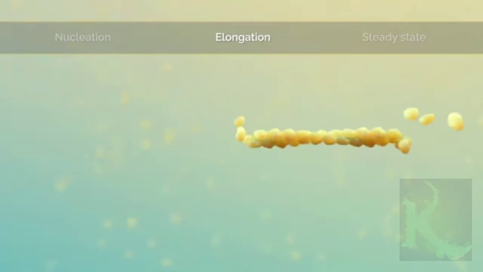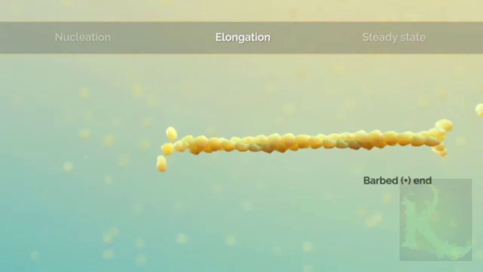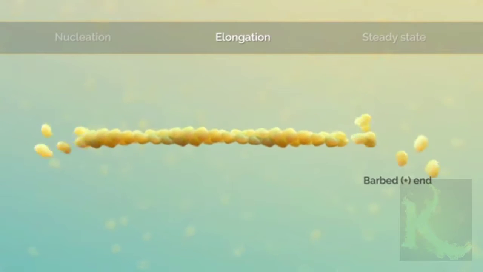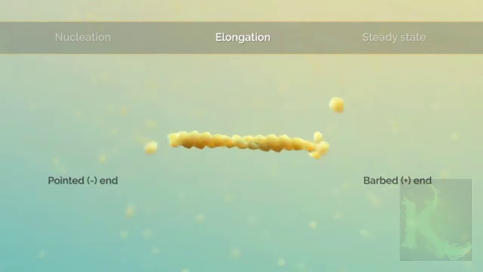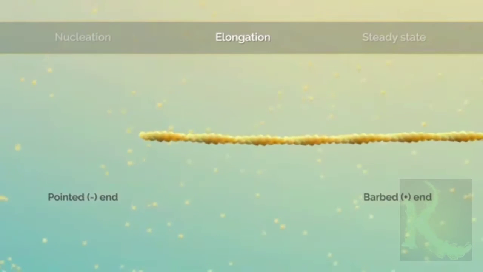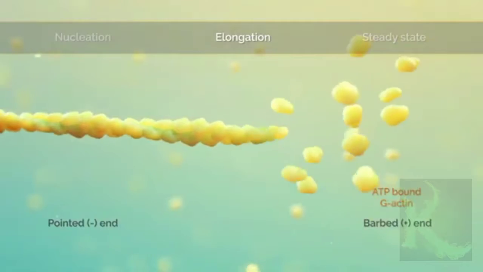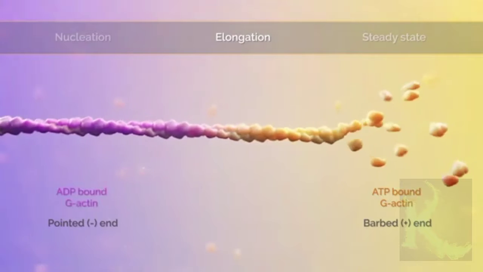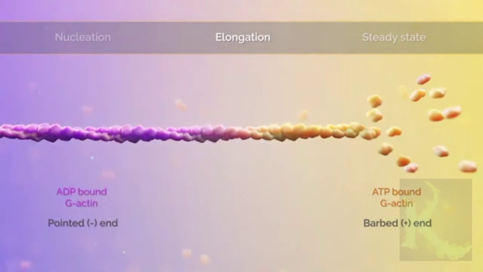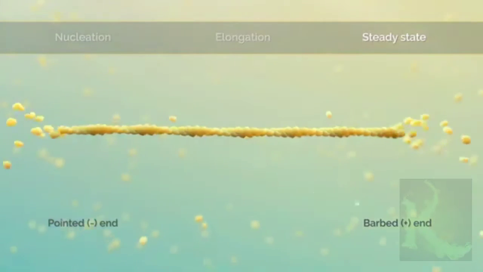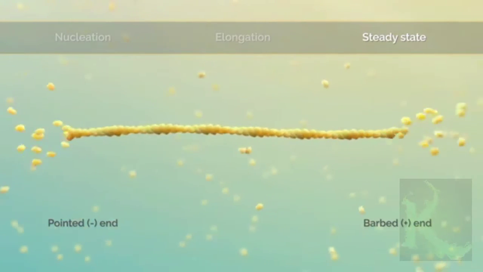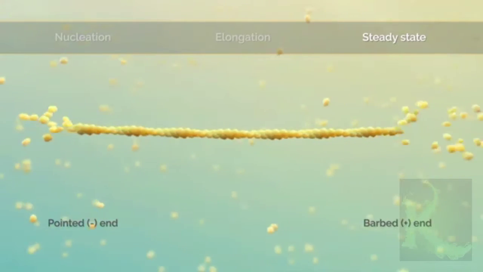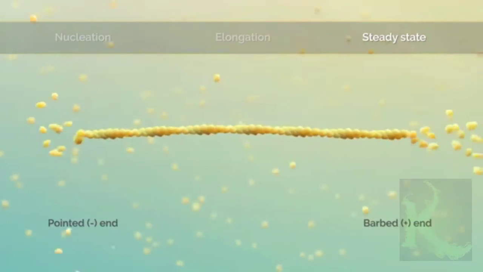G-actin can bind reversibly to either end of the growing filament, known as the barbed or plus end, and the pointed or minus end, but monomers preferentially bind to the barbed end. Bound G-actin monomers undergo ATP hydrolysis, producing an increase of ADP-bound G-actins at the pointed end of the filament. These G-actins dissociate more readily than the ATP-bound G-actins at the barbed end of the filament. Thus, actin filaments undergo treadmilling. As the reaction reaches a steady state, G-actin monomers are constantly added to the barbed end and removed from the pointed end of the filament.